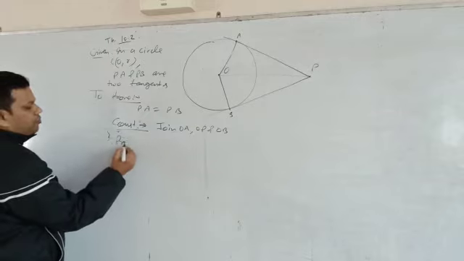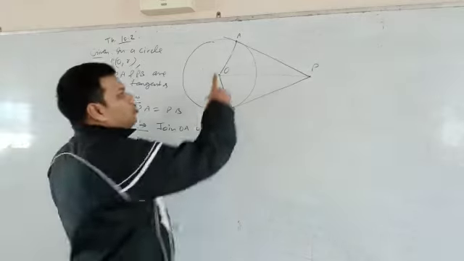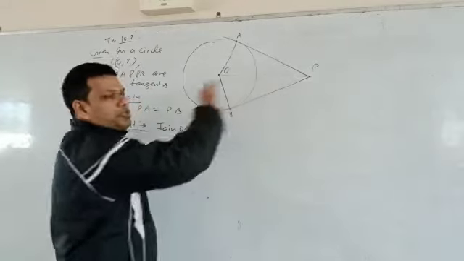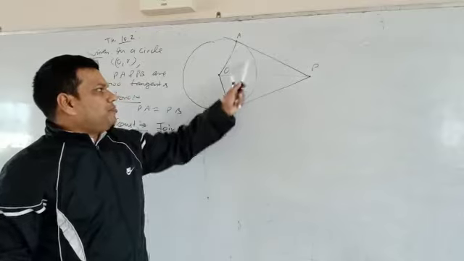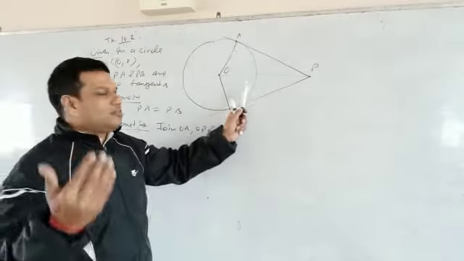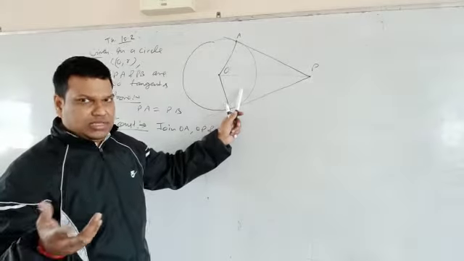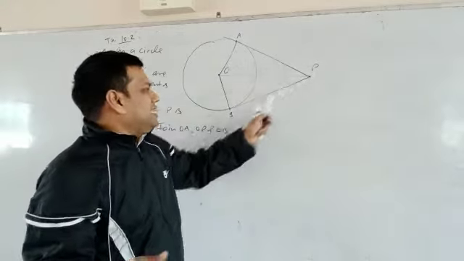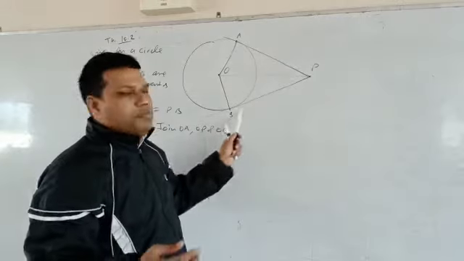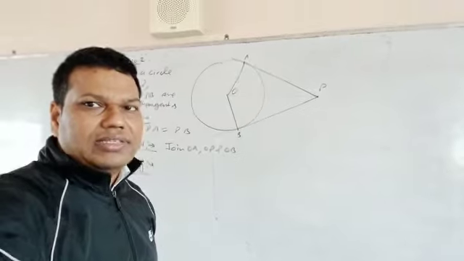Now in the proof, we have to see these two triangles OAP and OBP, right? In OAP and OBP, we have to prove these two triangles are congruent, and if we can do this, the congruency of these two triangles, then by CPCT we can say that PA is equal to PB. So we are going to prove these congruent triangles, right?